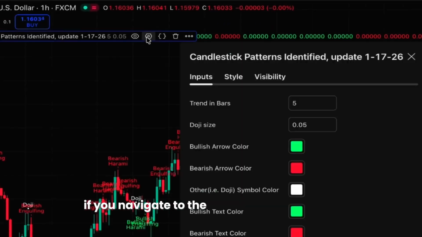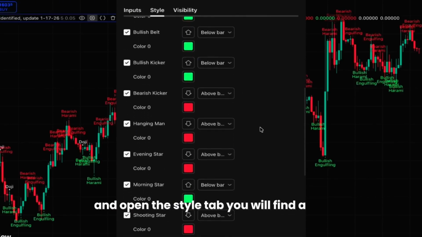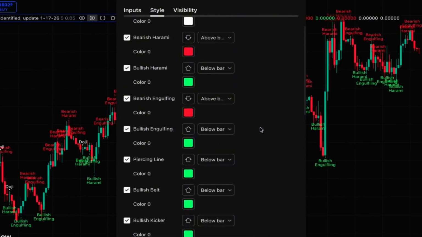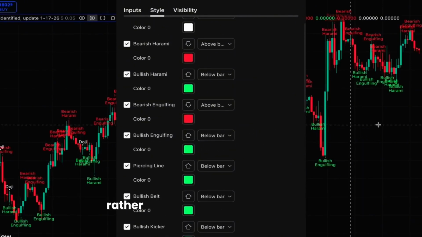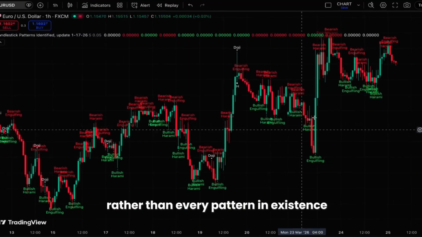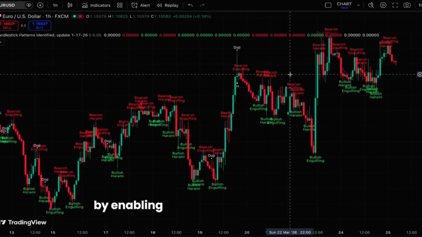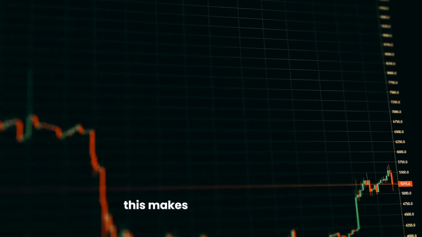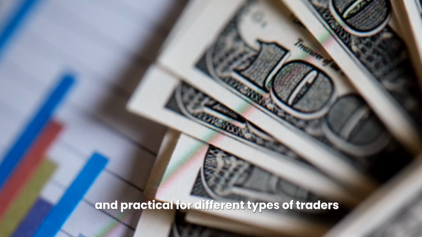If you navigate to the settings of this indicator and open the Style tab, you will find a list of candlestick patterns that the indicator can recognize. This list focuses on the most commonly used patterns among traders rather than every pattern in existence. Depending on your personal trading strategy, you can customize which patterns appear by enabling or disabling them individually within the settings. This makes the indicator flexible and practical for different types of traders.